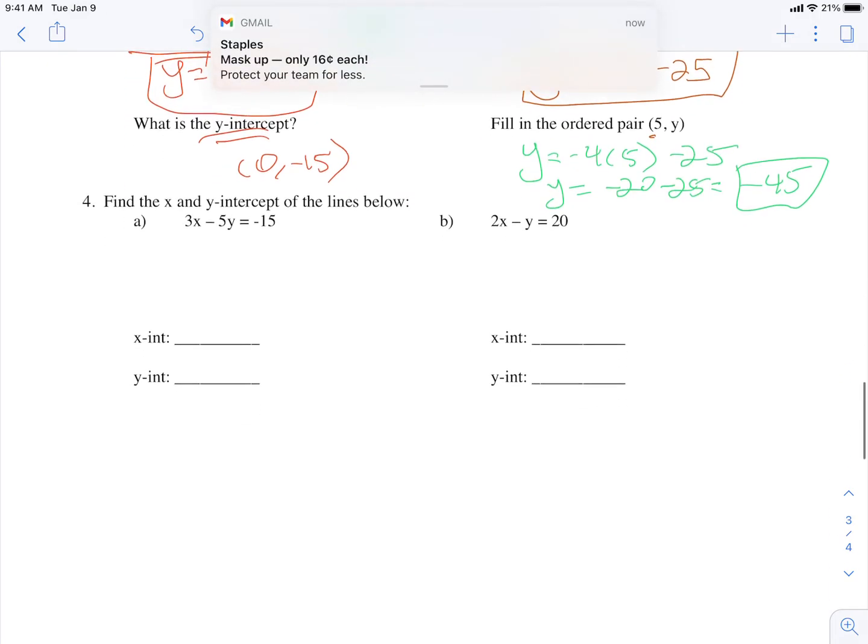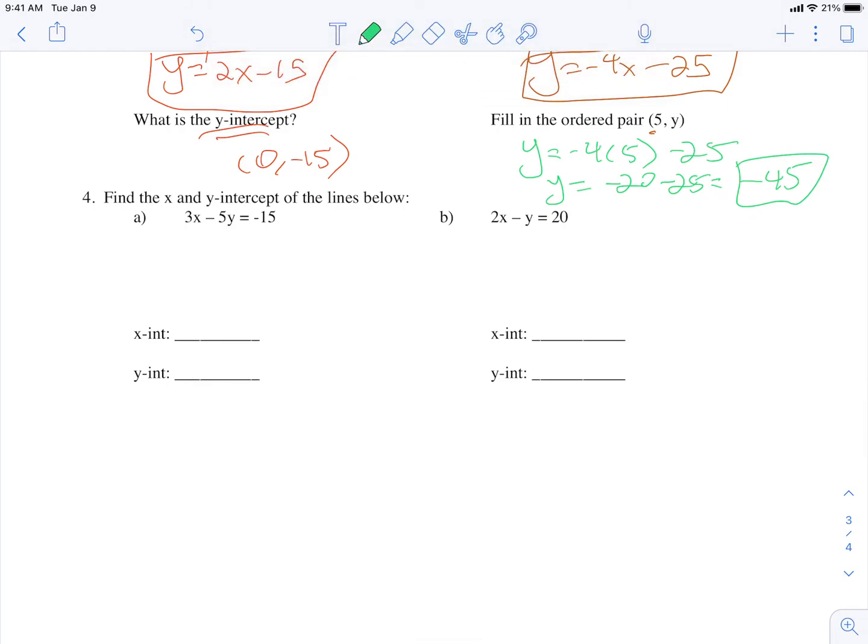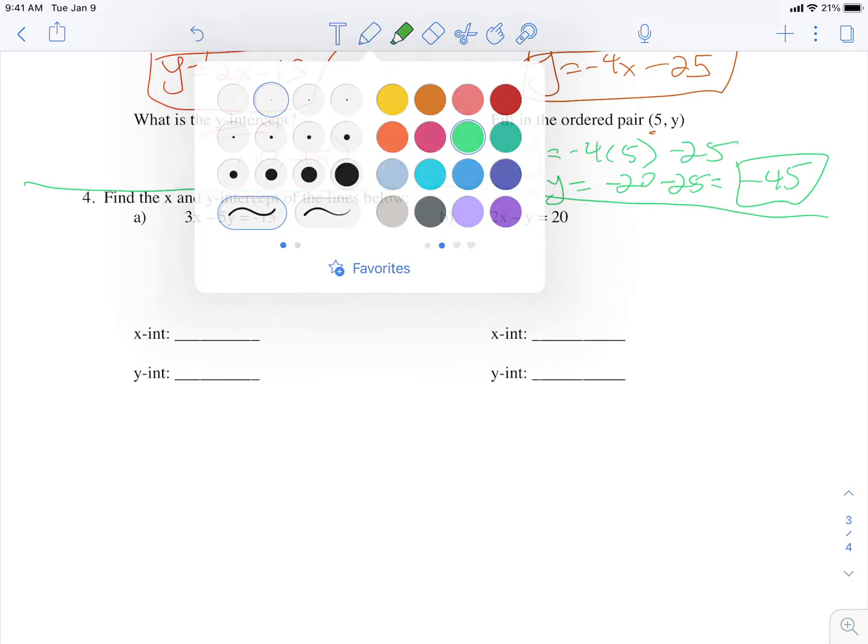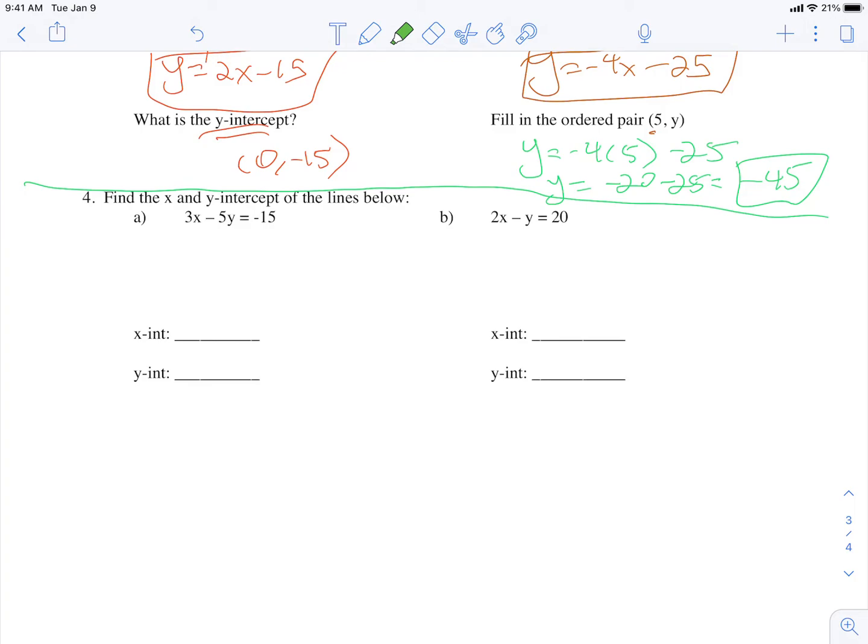All right. Now, find the x and y intercepts of the line below. Okay, this is almost in itself a new topic, right? But we're going to continue it here, and I'm doing really good on time, so the video is not going to go that much longer.